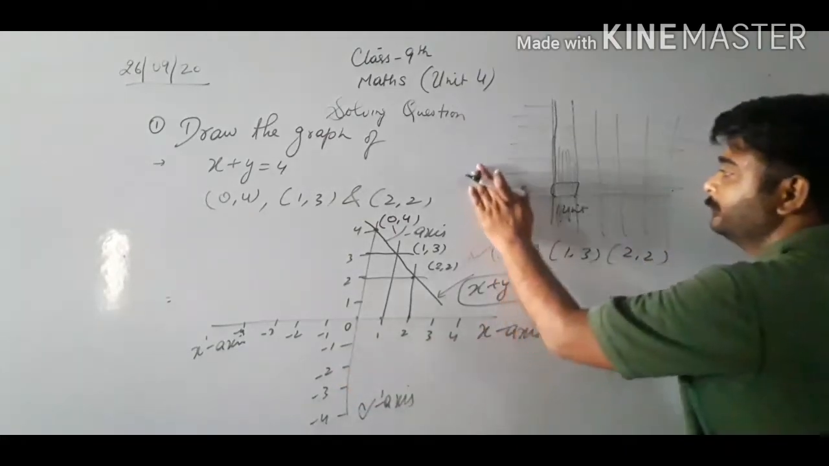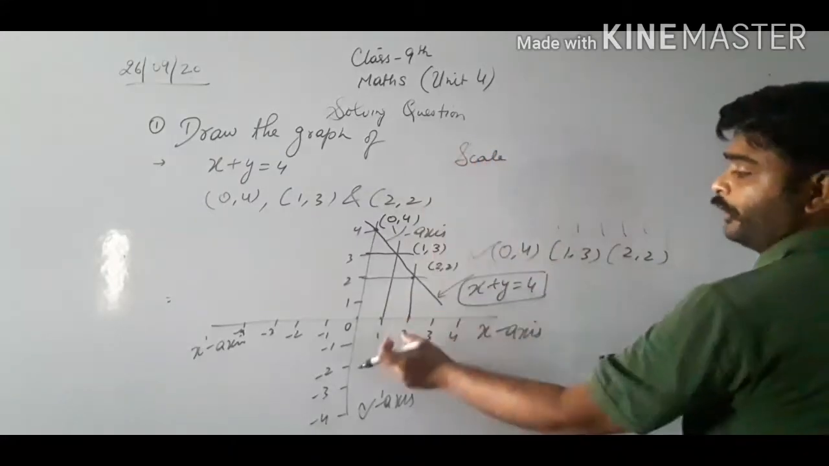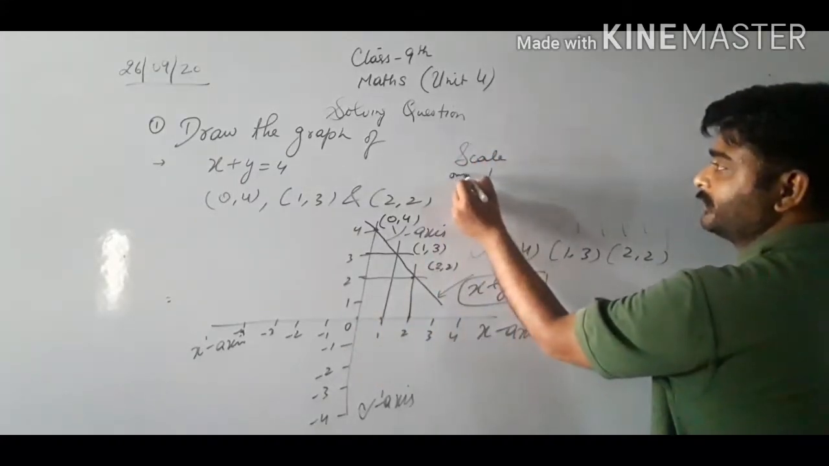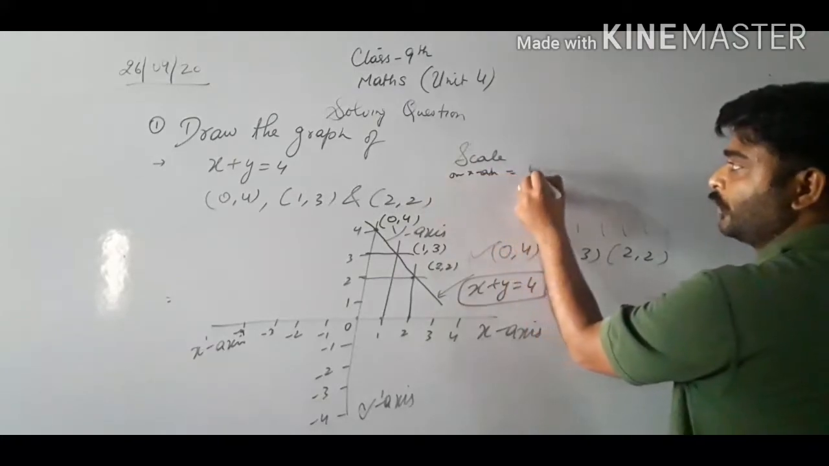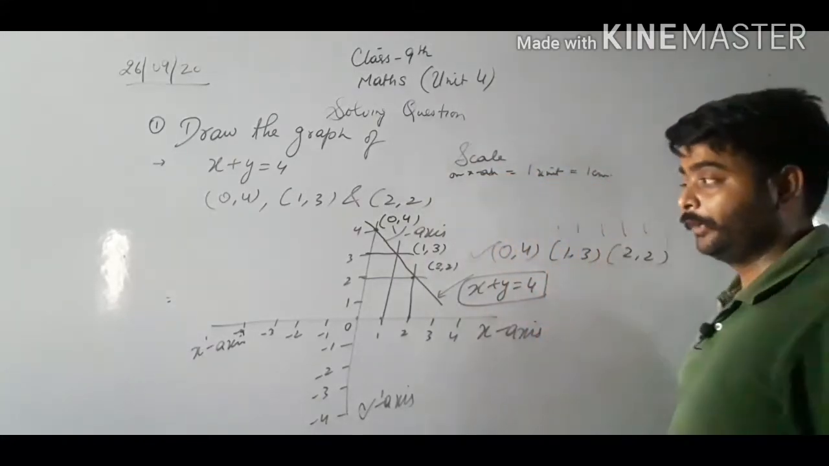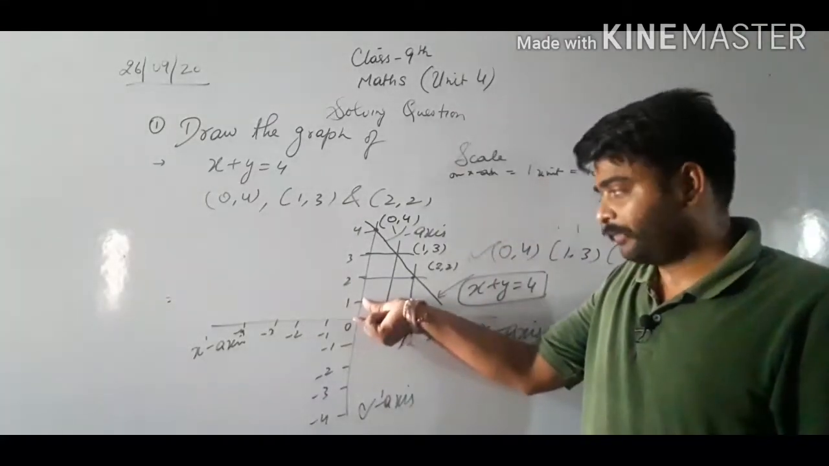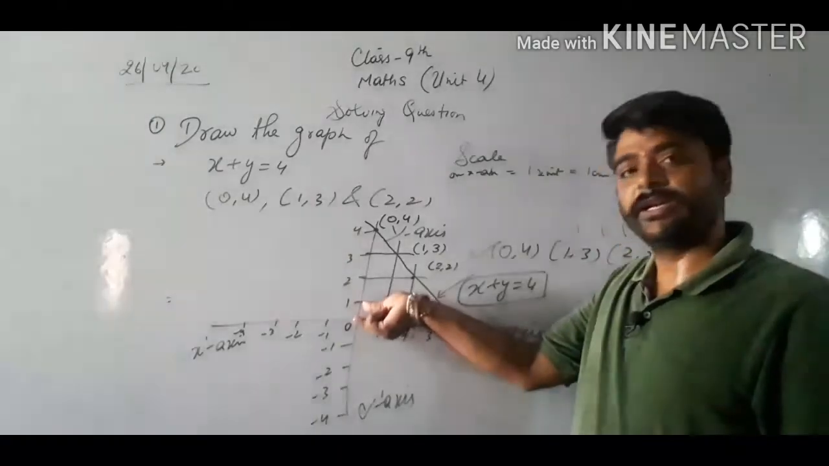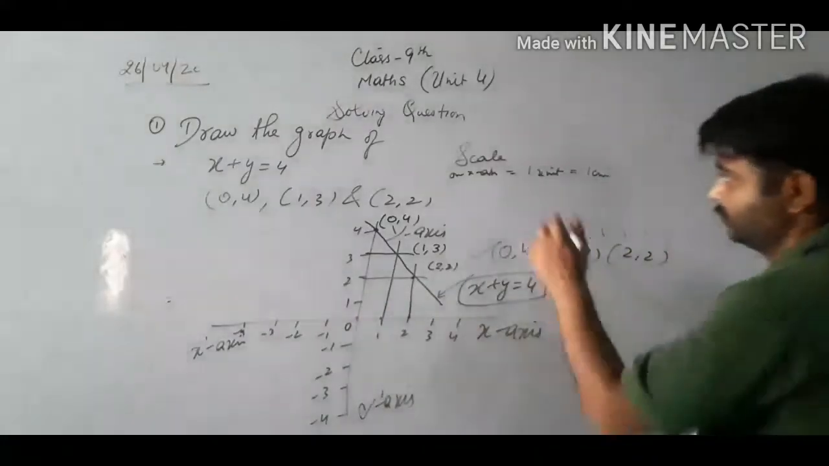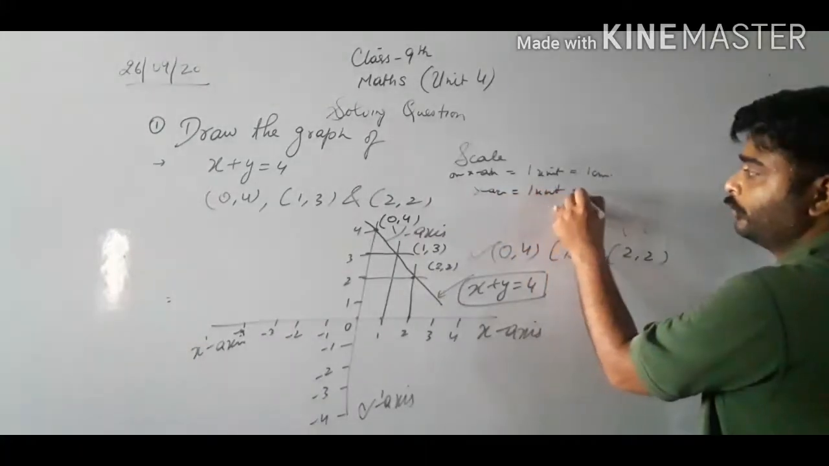So what I am writing here is the scale. 1 unit on the x-axis equals 1 centimeter, and on the y-axis, same class, it's 1 unit. And 1 unit we again consider as 1 centimeter on the y-axis. So on the y-axis, 1 unit equals 1 centimeter.